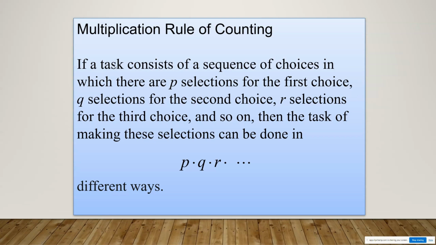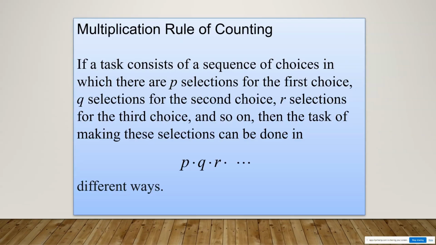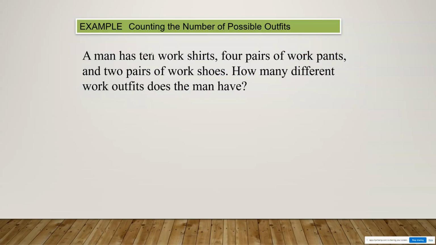Well, looking back, this man has a task that he needs to complete. And what the task is here is they have to select their work outfit. And it turns out that this work outfit has a sequence of choices. Well, first the man has to select his work shirt, then his work pants, and then his work shoes. So how many different work outfits does this man have?